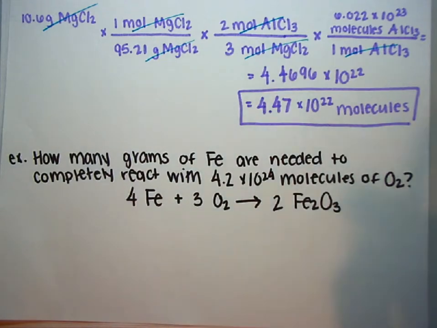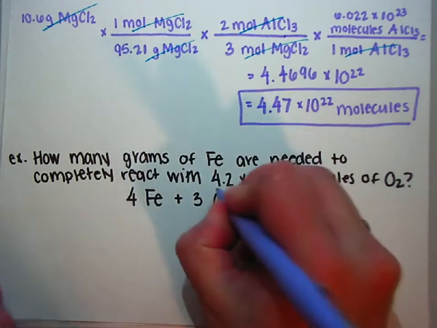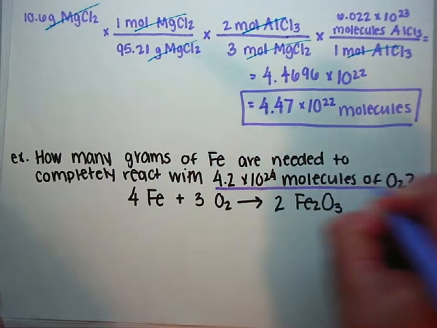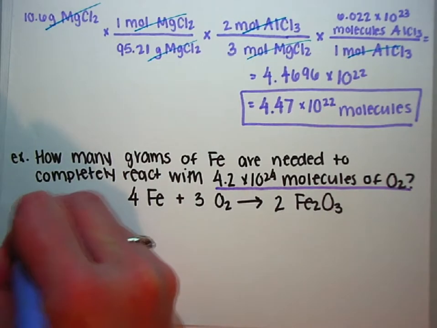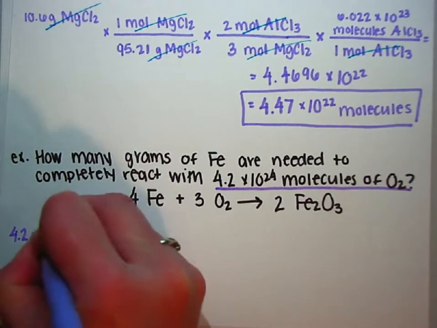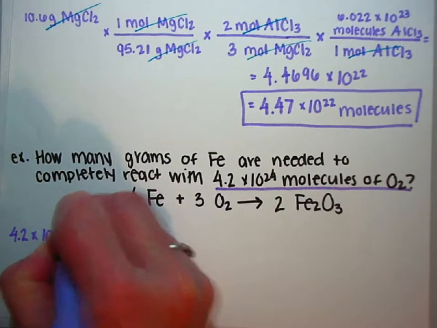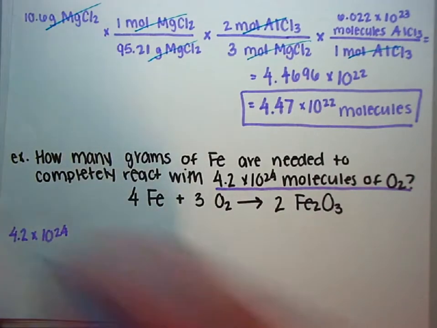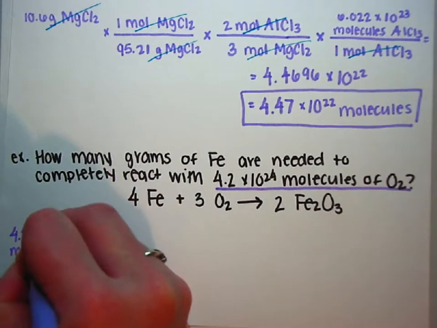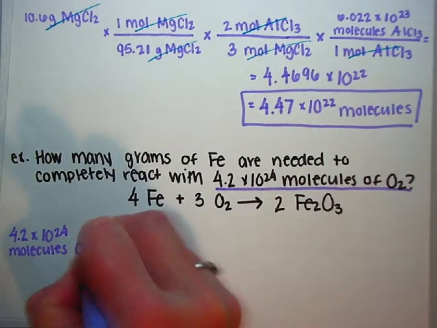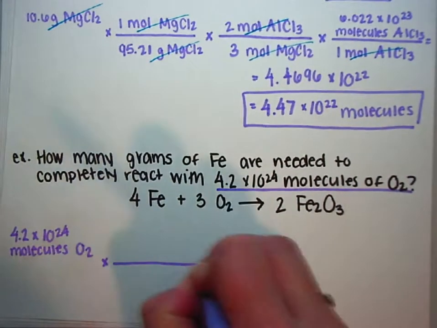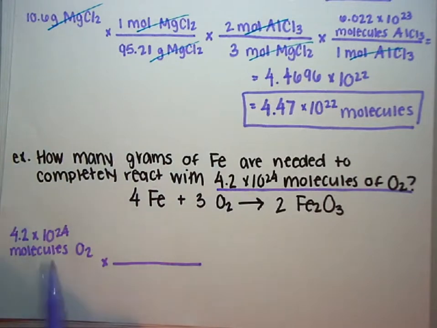So any type of problem, again, whether it's 1 step, 2 step, 3 steps, we always start with a given, and we should include 3 things. First, the value, 4.2 times 10 to the 24th. You should have the units, molecules, and the substance, O2. We're starting with molecules. Use the cheat sheet if we need it.